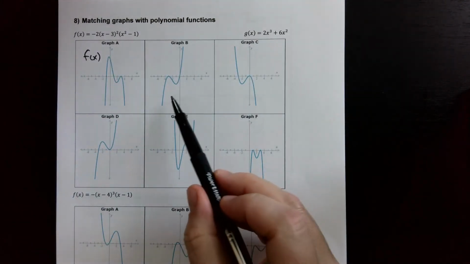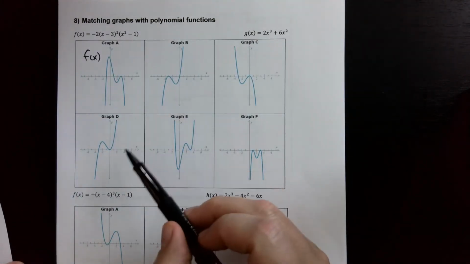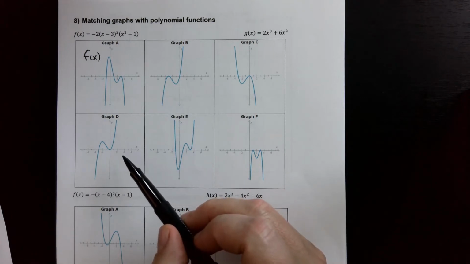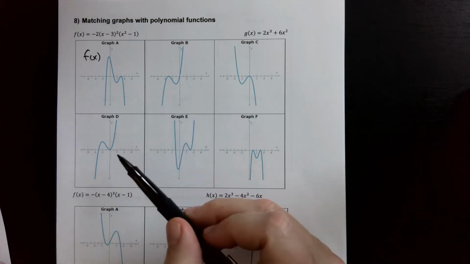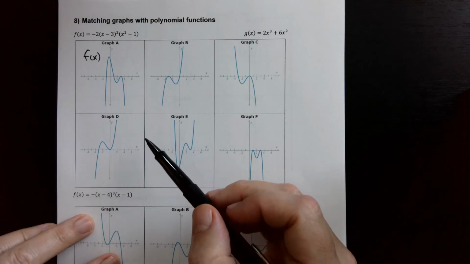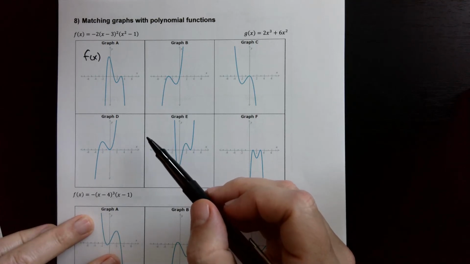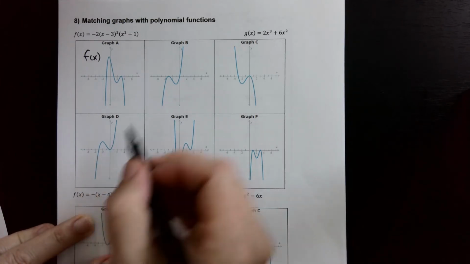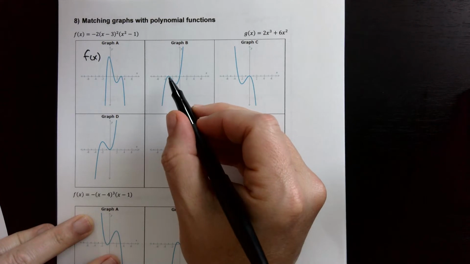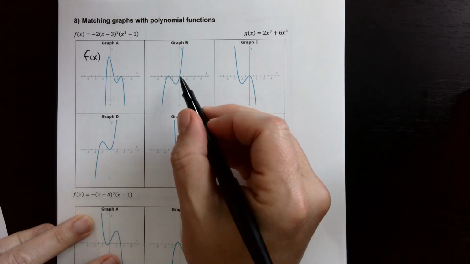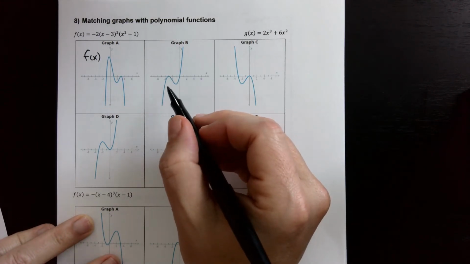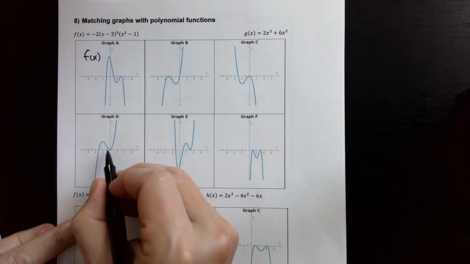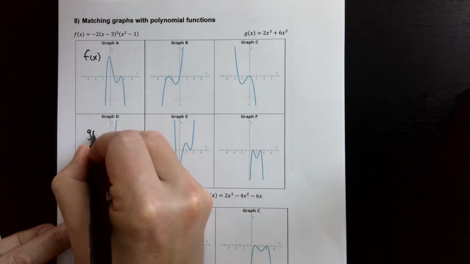Okay, so this one's going down to the left and up to the right. This one is going down to the left and up to the right, and that's it. So it's one of these two. We also need to bounce off the x-axis at 0 and cross at -3. This one crosses at -3 and bounces at 0. This one bounces at -3 and crosses at 0. Okay, so we want the bouncing one to be the 0. So this is g of x.